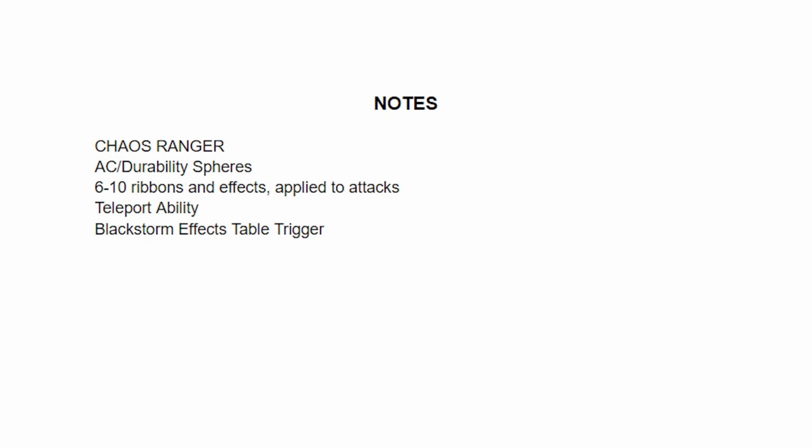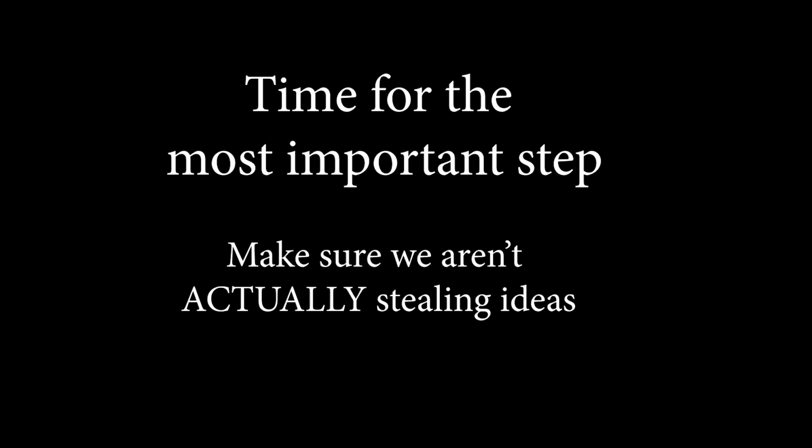So now, I've got ideas to actually get the ball rolling. We have a Chaos Ranger with a few thoughts for features already in place. Something to utilize spheres to increase AC or general durability, random ribbon effects on attacks, a teleport ability, and something that could trigger an effect from the Blackstorm field table. This is the point when I go to the most important phase when crafting any 5e archetype, looking up the other archetypes and seeing what Wizards of the Coast has already done.